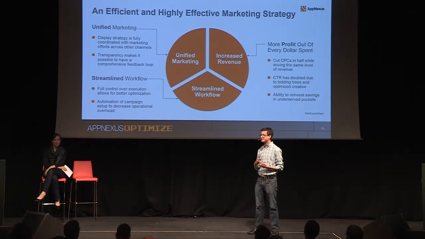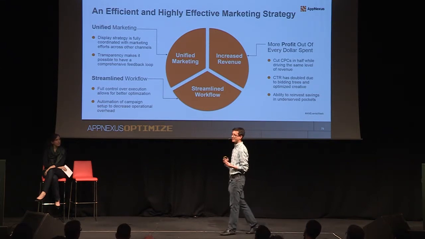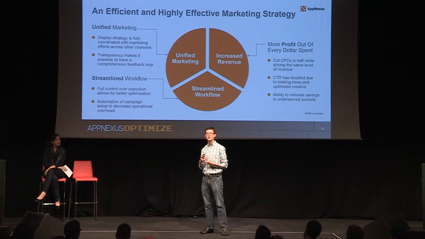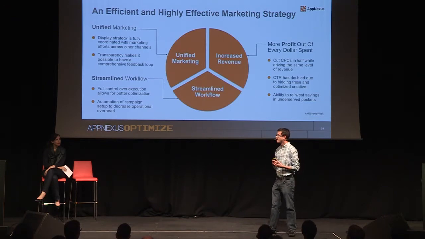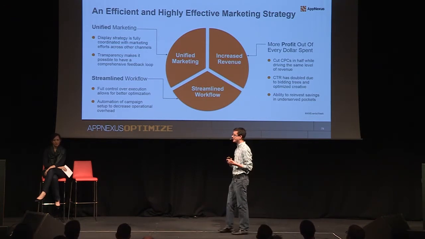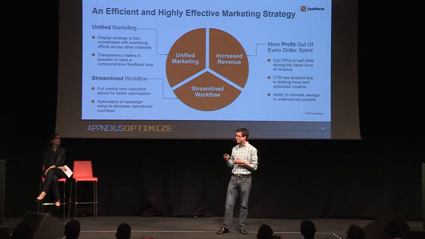We get log level data that tells us how each node in our trees are doing. And then that creates a feedback loop that enables us to figure out what are the nodes that are doing really well where we need to bid up, and what are the ones that aren't necessarily optimized where we need to figure out a different approach. So that's unified marketing.